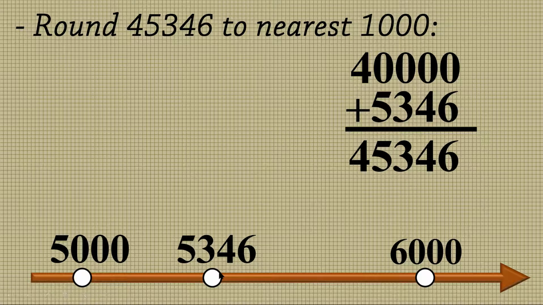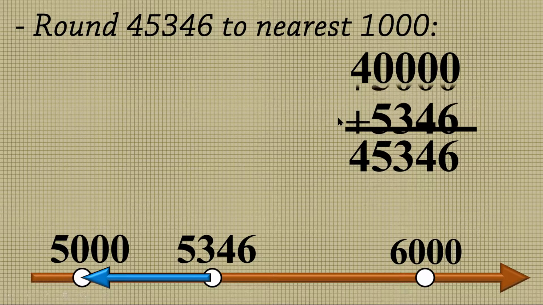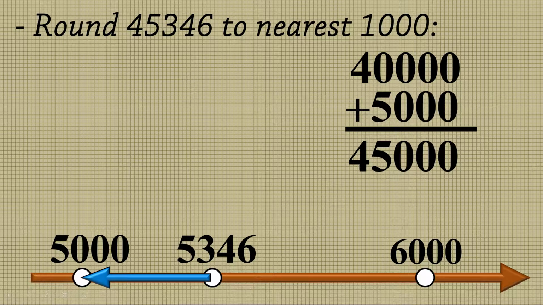5,346 is before the halfway, so it's rounded down. Here I will substitute 5,346 for 5,000, and so the answer will be 45,000 as the value rounded down to the nearest 1,000.